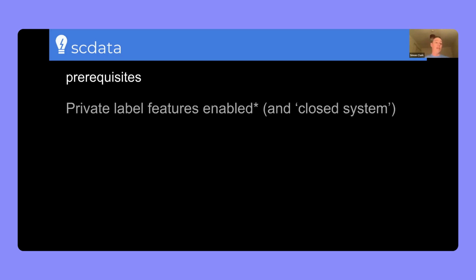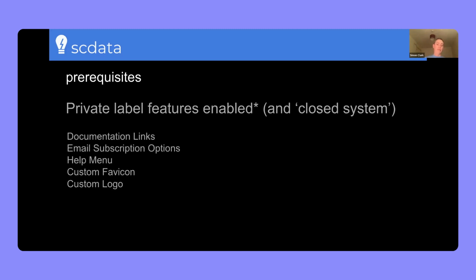So with these things in place, you need Looker to enable the private label features. It's what they call them, private label, white label, it's the same thing, and the closed system settings as well. So you have those settings available in the admin. And the private label features, as I said, are essentially about removing traces of Looker from your instance.